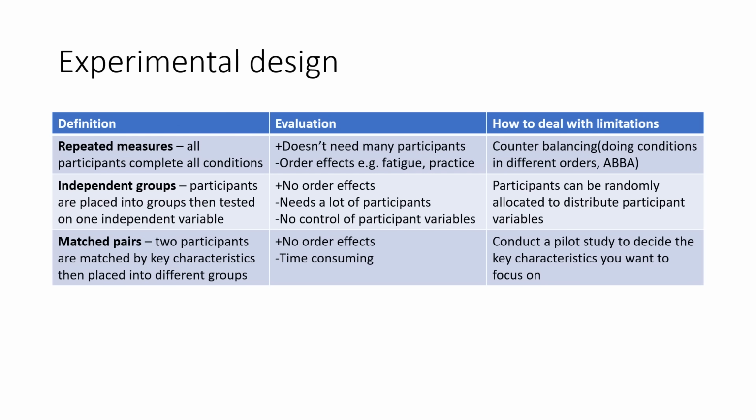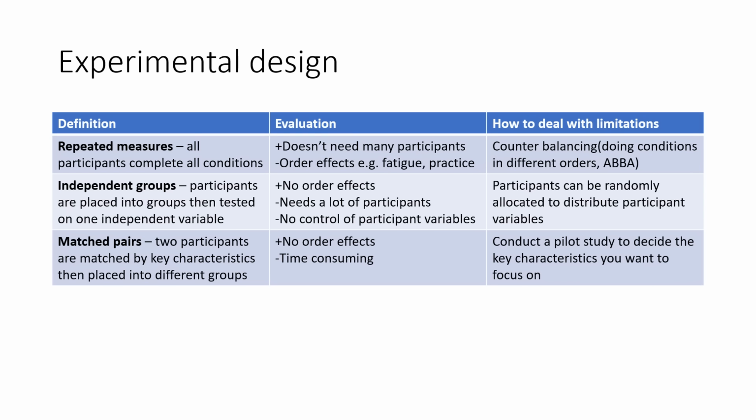And then you've got independent groups, in which participants are placed into groups, then tested on one independent variable. With this, there are no order effects, but it does need a lot of participants, and there is not as much control of participant variables. But to deal with this, participants can be randomly allocated to distribute participant variables.